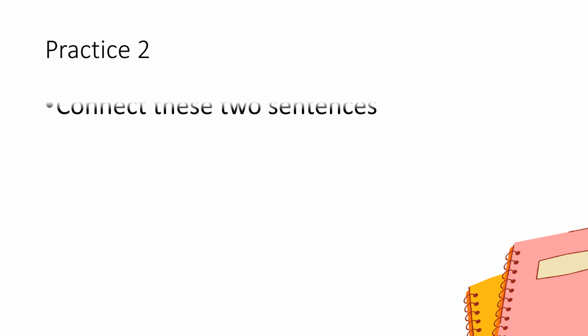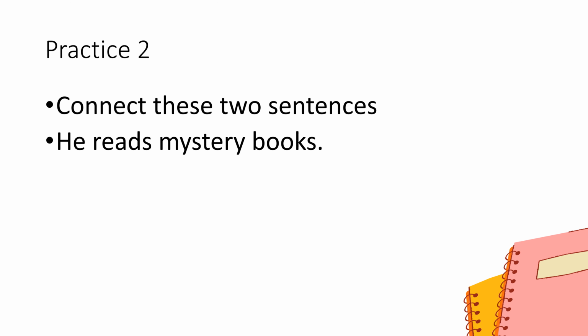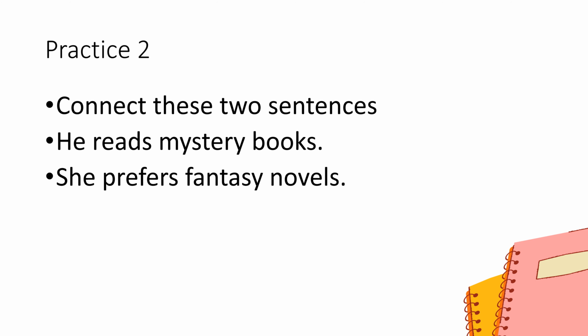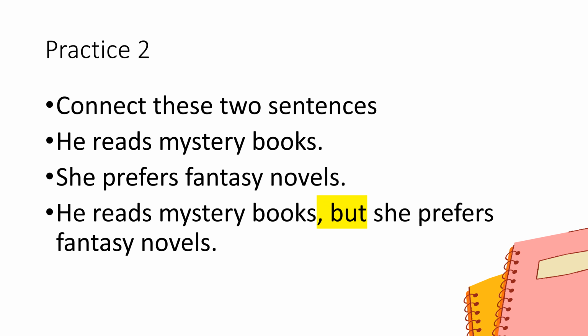Practice 2. Connect these two sentences. He reads mystery books. She prefers fantasy novels. How would we connect those? Can you see the connection? Yes, you got it. It's a contrast. So we will want to say, he reads mystery books, comma, but she prefers fantasy novels, because mystery books and fantasy novels are totally opposite, so they are contrasting.